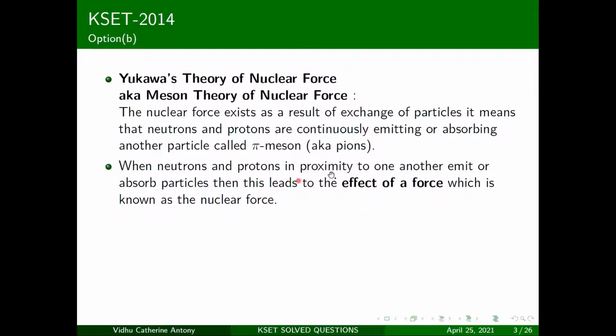Okay, so when the neutrons and protons are in proximity to one another, they emit or absorb particles. Then this leads to the effect of a force. So the idea is that, let's say a neutron is getting converted into a proton, okay? And what it basically passes is a pi minus meson. So what you do have here is a pi plus meson, sorry, a pi plus meson.